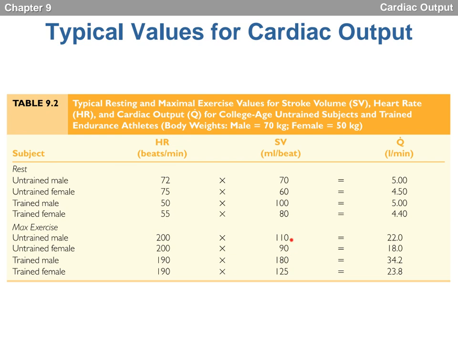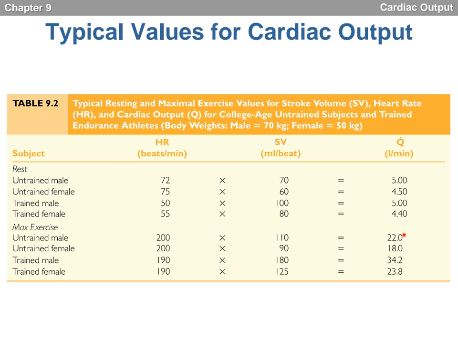And so now look at the stroke volume. Recall for the untrained male, the stroke volume was 70. During maximal exercise, the stroke volume is increased to 110. But compare that to the trained male. The original stroke volume was 100, and now it's 180. So it's really tremendously increased.